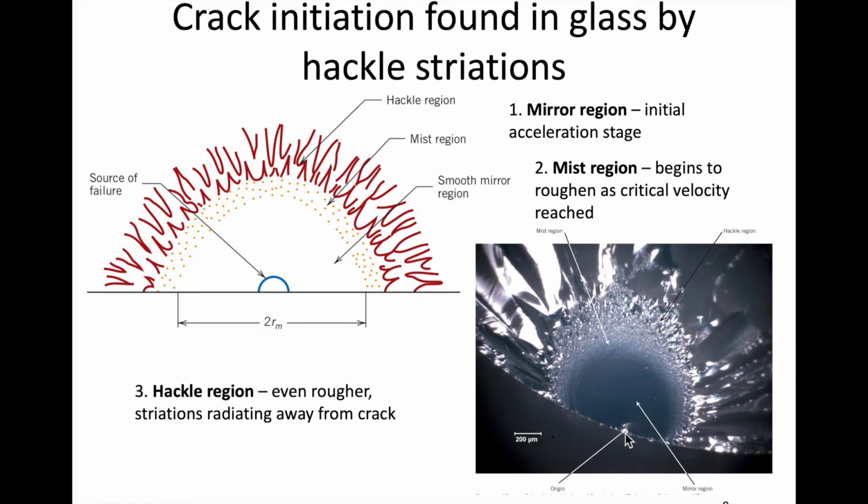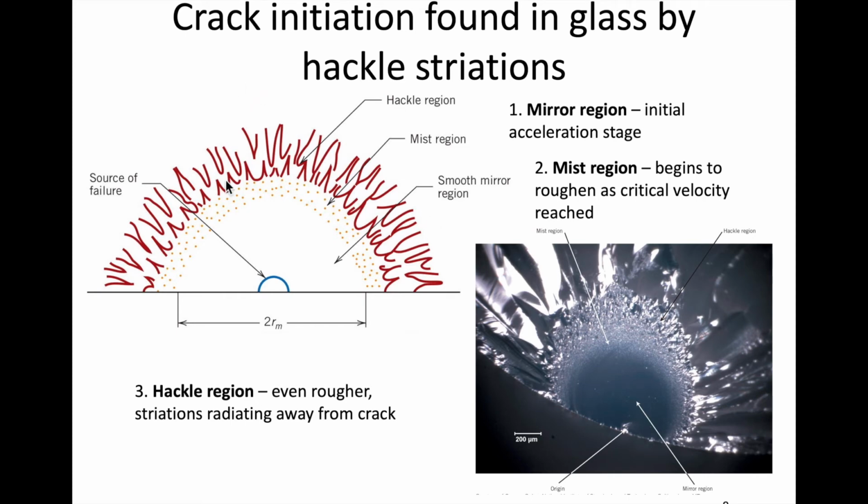So it's initially accelerating from the origin, after which you'll see this little speckled region that you see here, or here. This is known as the mist region. It roughens the surface because the critical velocity has been reached, so it has basically slowed down its acceleration and roughened the surface. Afterwards, you'll see what's known as a hackle region, which is even rougher, and this is where those striations radiate out from.